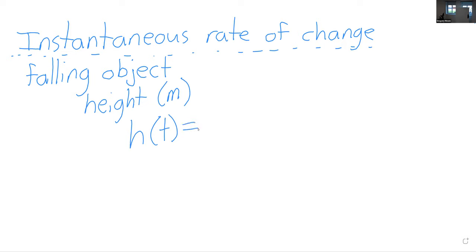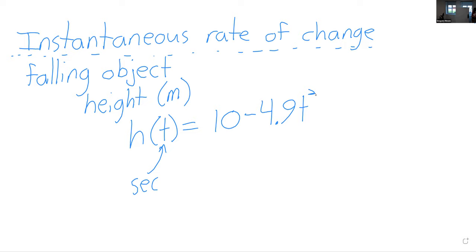Let's say we push an object off a cliff and its height above the ground after t seconds is given by h of t equals 10 minus 4.9 t squared. And we're interested in this instantaneous rate of change, this mysterious concept. Let's look at a concept from college algebra, so not a calculus concept.